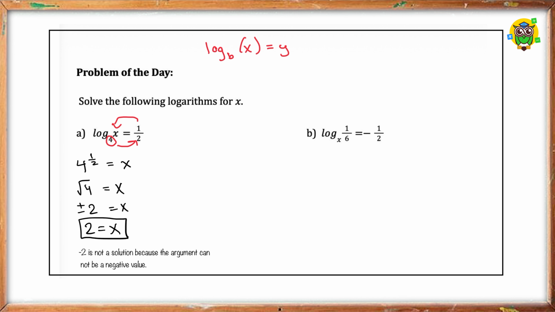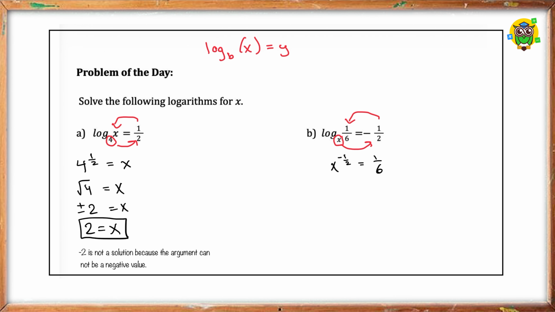Now let's take a look at part B. Log base x of 1/6 is equal to negative 1/2. We want to use our logarithmic function format once again for reference. So we have x to the power of negative 1/2, and this is going to be equal to 1/6. Now let's rewrite this: x to the power of negative 1/2 is equal to 1/6.